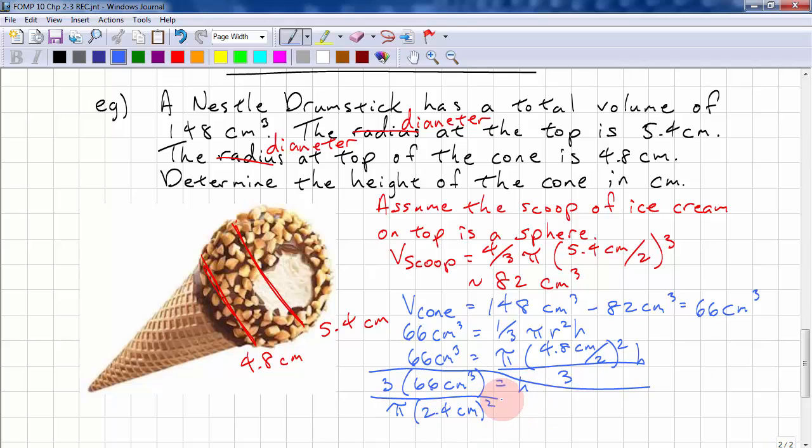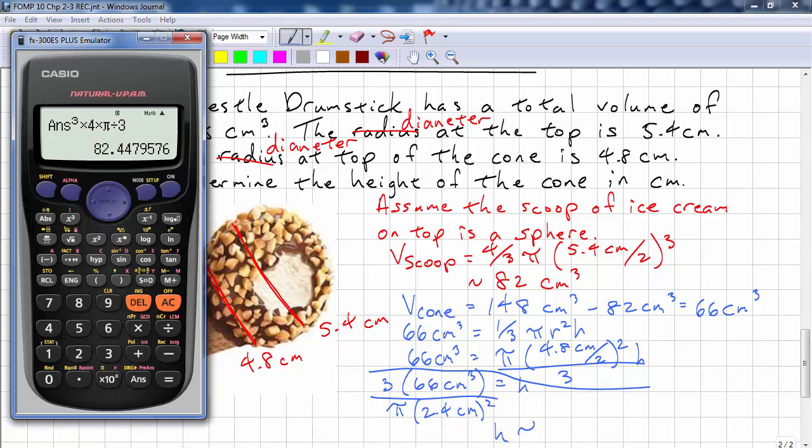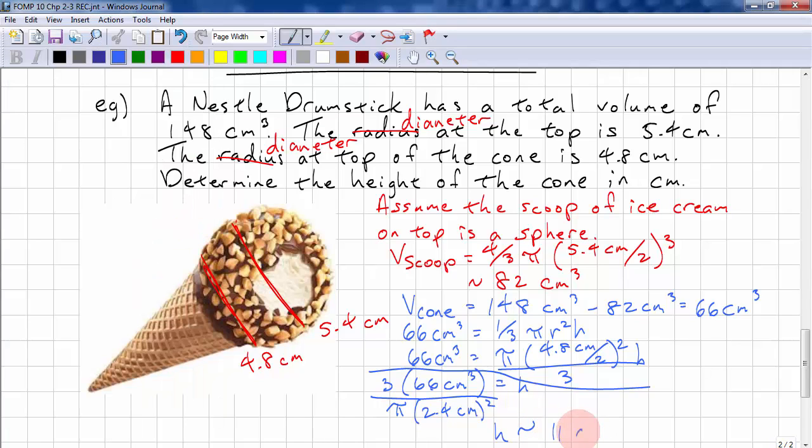Now we can just plug this in on a calculator, and h is approximately 3 times 66 divided by pi divided by 2.4 squared. We get approximately 11 centimeters. That's the height of the cone. And that completes this lesson.